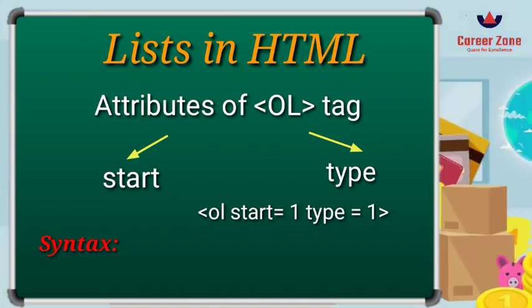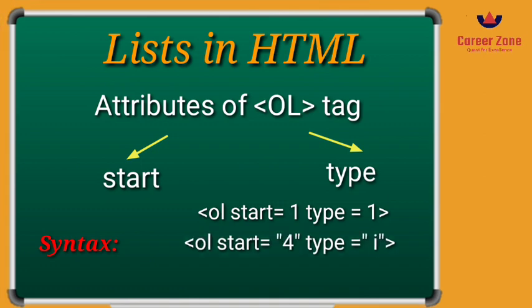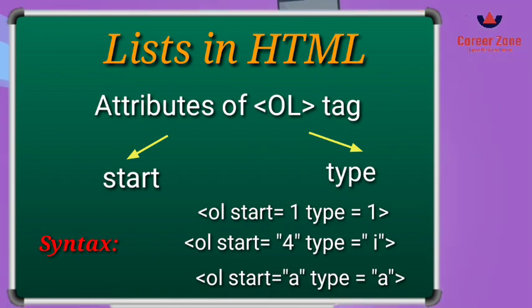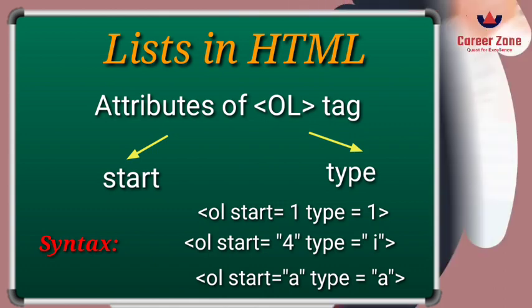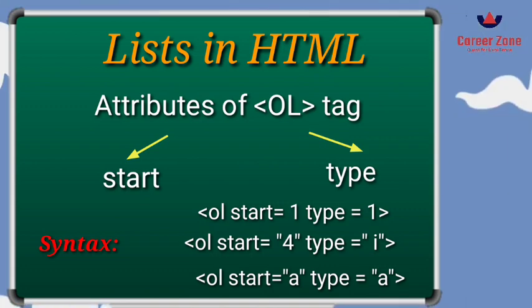See the syntax here. With OL, when I write start equal to 1 and type equal to 1, it will create a numbered list, and the value will start from 1. When I write OL start equal to 4 and type equal to 1, this will start the value from the number 4. And if I write OL start equal to A and type equal to A, it will start the data item listing from the small letter a. You can write the capital alphabet A as well.